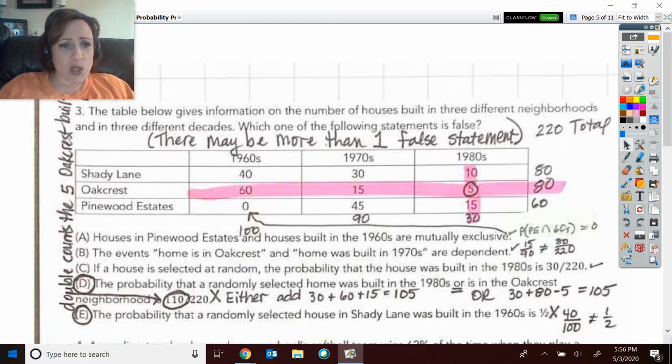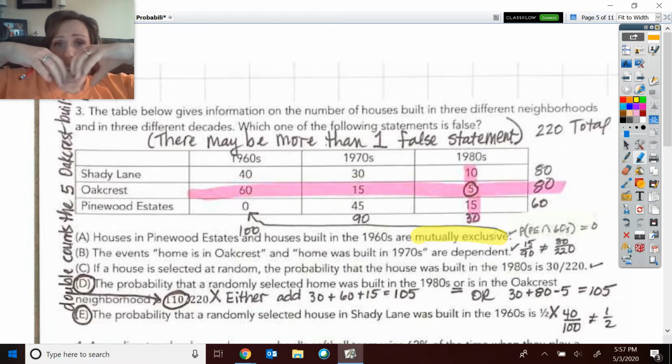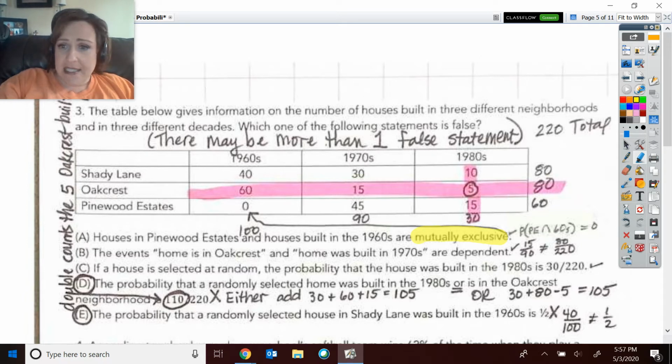Houses in Pinewood Estates and houses built in the 1960s are mutually exclusive. Mutually exclusive means they are disjoint. That means there's no overlap. They are not joint, so they are completely separate, no overlap. That would mean Pinewood Estates and 60s has zero overlap, and that is true. So that's a true statement.